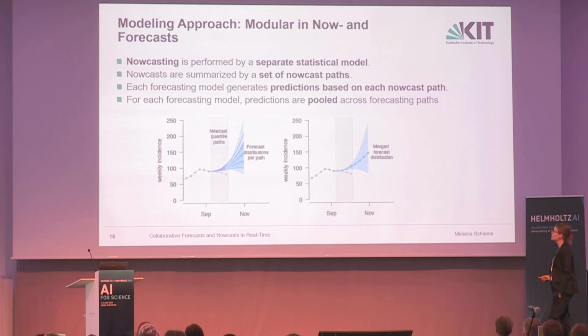So what we do is we perform a nowcasting step, which is simple, you will see in a second, and then we simulate from this nowcasting with each forecasting model. So just look at the graph on the left. We do the probabilistic nowcasting, and from each path, we do forecasting for each model, and then we merge it into a common forecast distribution. This is how we approach it.